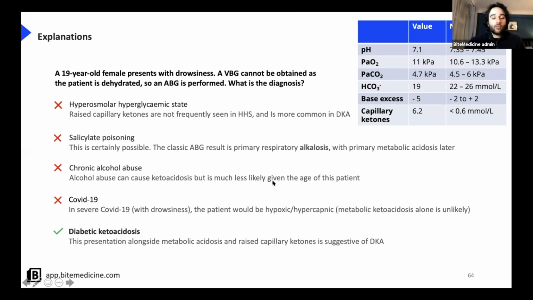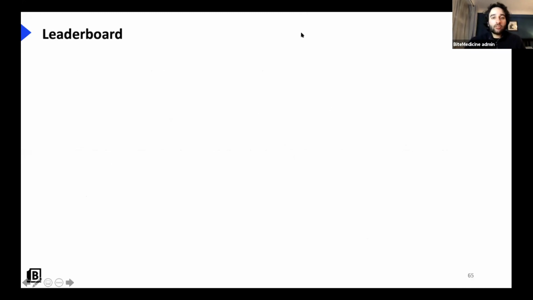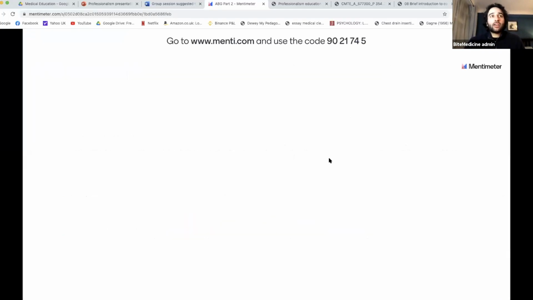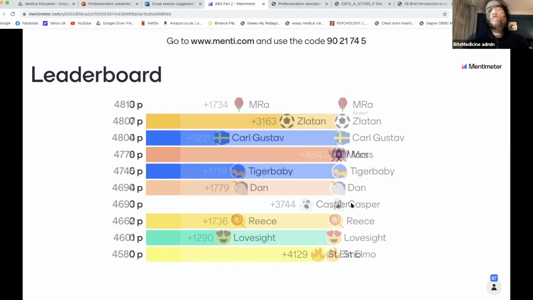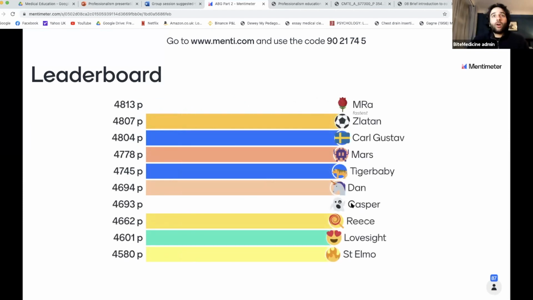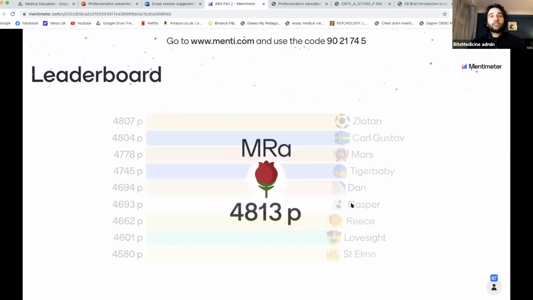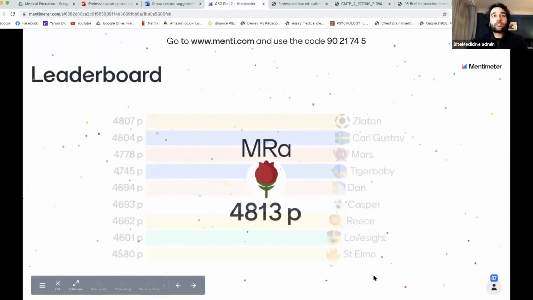Okie dokie, well done. Let's quickly head over to the leaderboard. The main thing we didn't have time to discuss today is going to be anion gap. It's a useful thing to know about. Well done to MRA, take about 4,813 points. Well done to everyone else here with all these wonderful names.